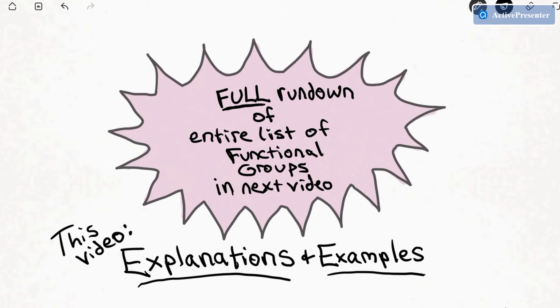So there's going to be a full rundown of the entire list of functional groups and their suffixes and how to name the compounds, going through every single functional group really fast in my next video. So this video is more the theory. This is the explanation. So you can just kind of get the gist of what is going on. And then go to my next video and I'll go through all of the naming of all of the compounds with functional groups in it very quickly now that you've seen this video and know what I'm talking about and why.